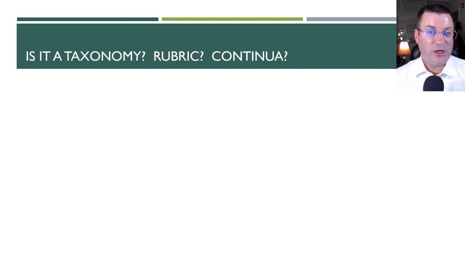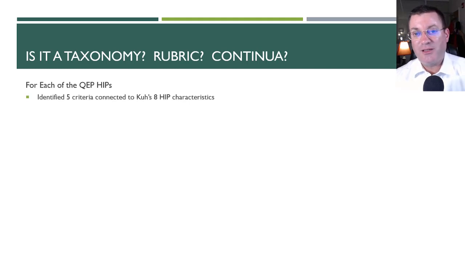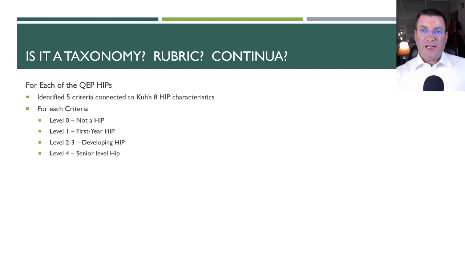And so let's look at those. I'm not quite sure what to call this sliding scale. Is it a taxonomy? Is it a rubric? Is it a continua? I don't know. But I've identified 5 criteria connected to each high-impact practice that we've adopted, and I've connected those 5 criteria to George Kuh's 8 HIP characteristics. That was back in the slide a little bit back about student performance levels, significant time and effort, substantive conversations, those kinds of things. And for each criteria, I've got 4 different levels.